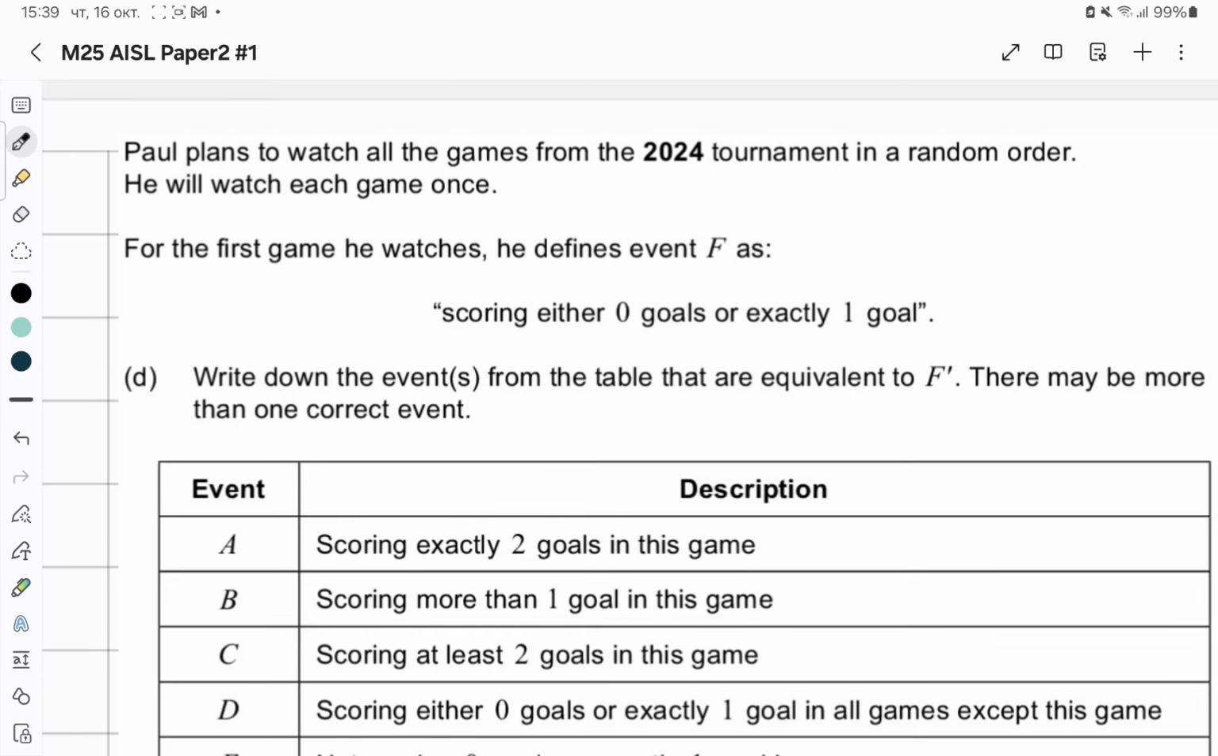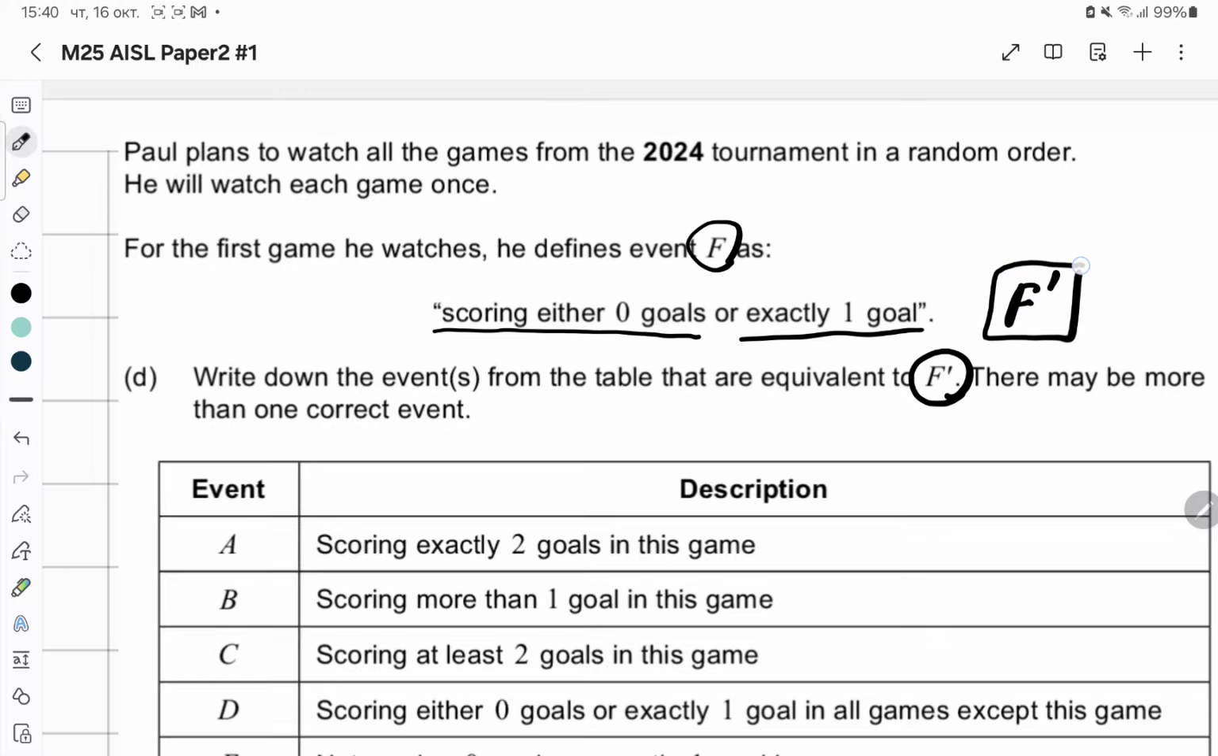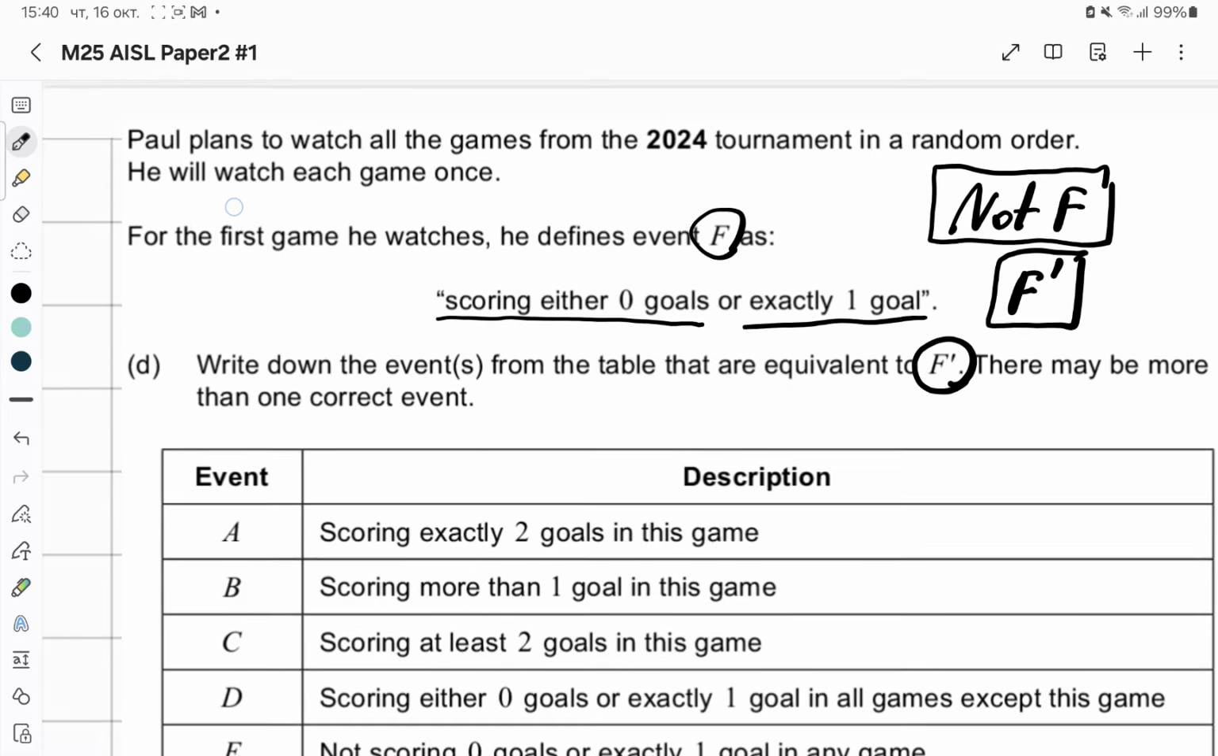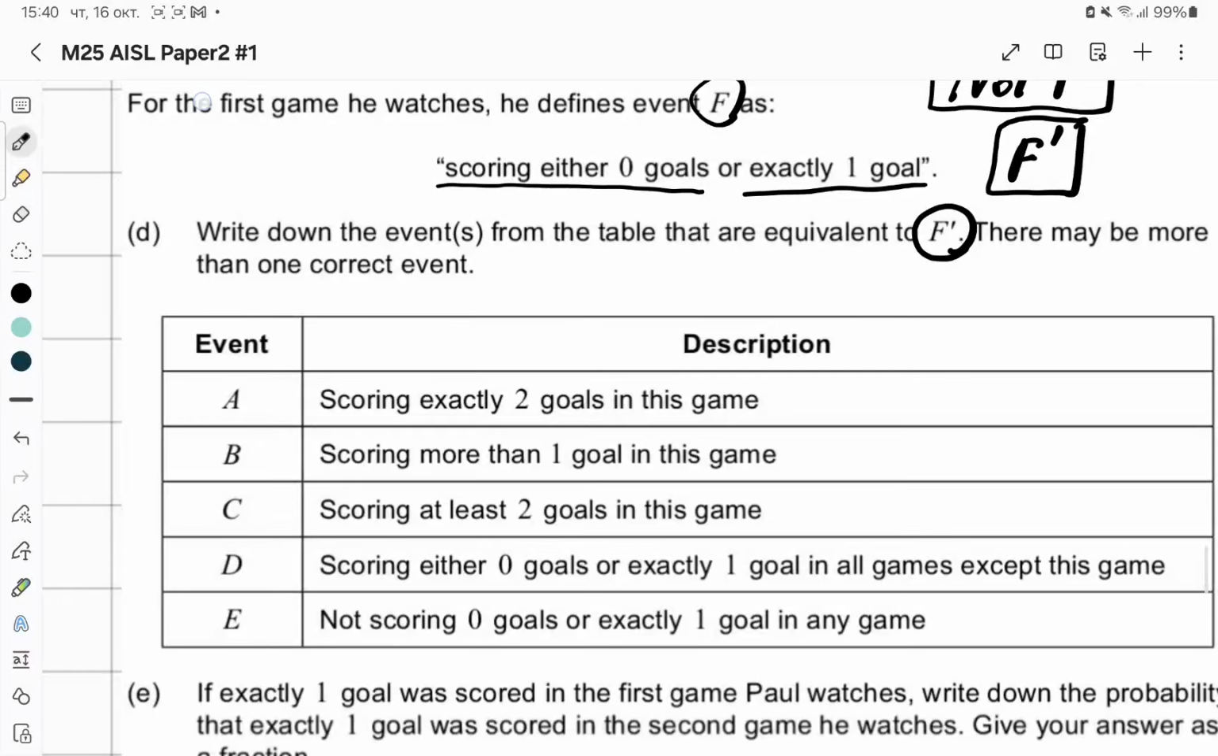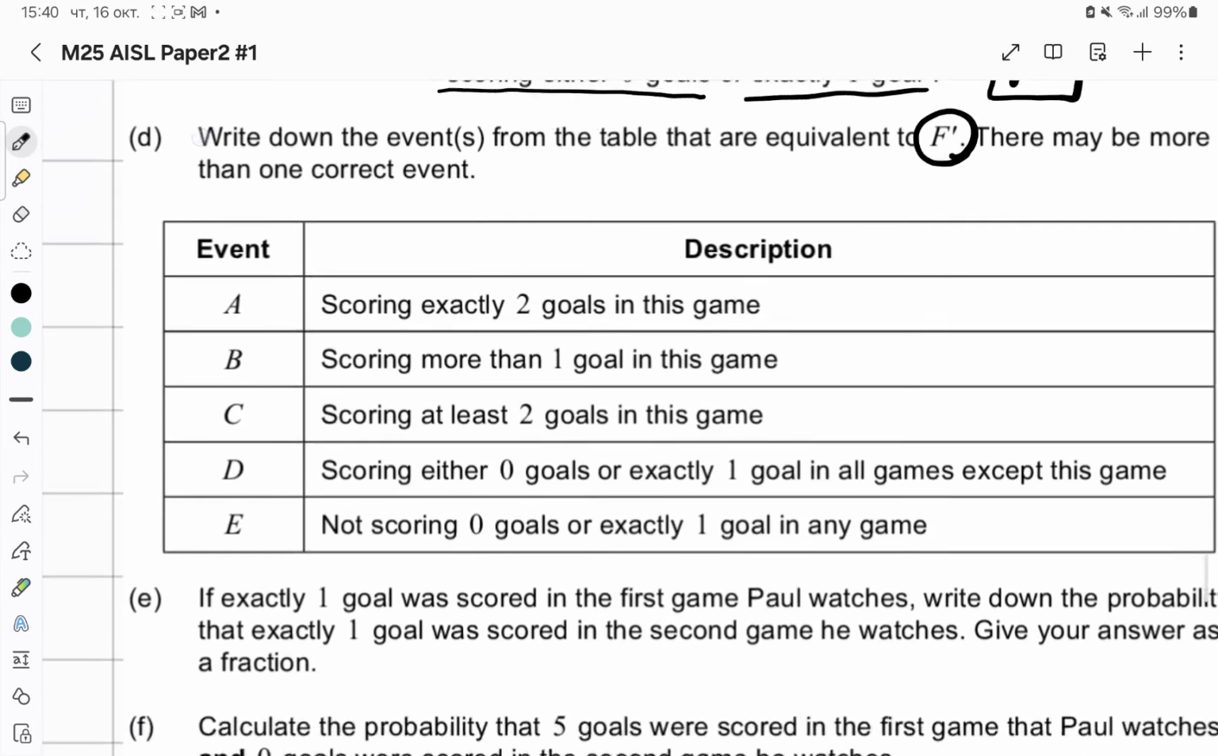For the first game he defines event F as scoring either 0 goals or exactly 1 goal. Write down the event from the table that is equivalent to F dashed. So this is very important, F dashed. It means not F, so we have to make sure that we speak in the same language: F dashed means not F. And it says that there may be more than one correct answer.